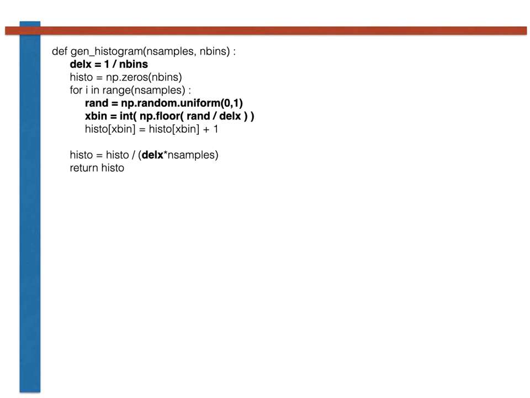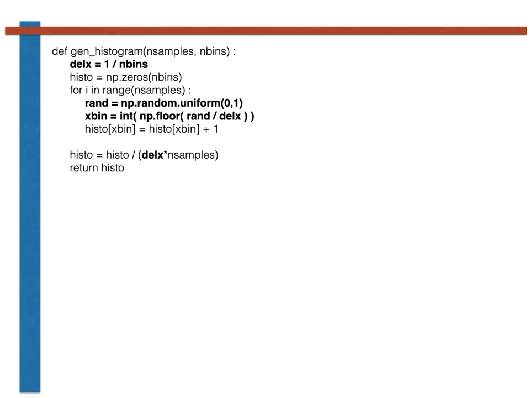Within the genhistogram function, we calculate the variable del x, which tells us the width of the bins. In this code, I am generating uniform random variables between 0 and 1, and thus del x is just 1 over the number of bins. If you were sampling some continuous random variable that could fall between a and b, del x would be b minus a all over n bins.